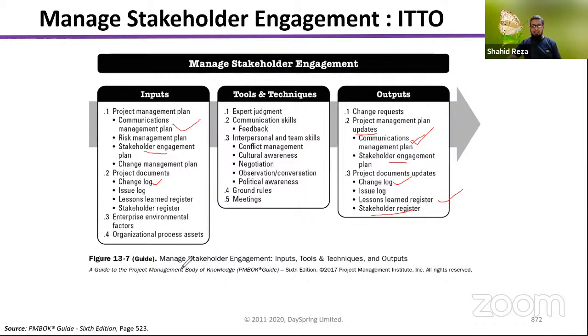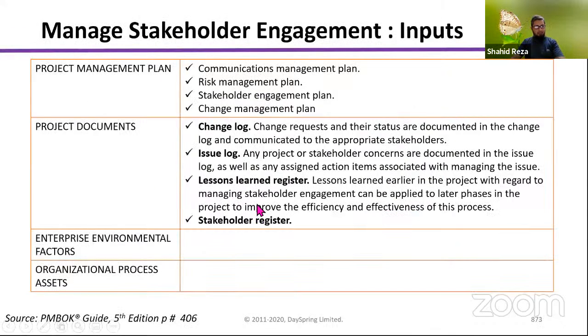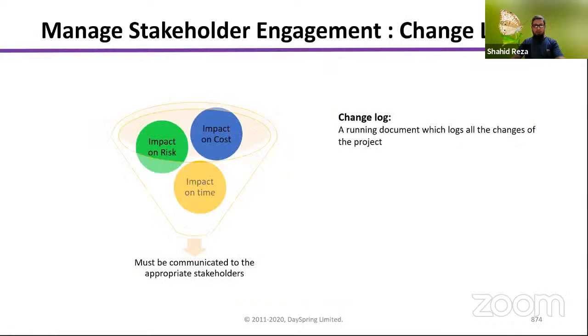So this is the thing. The stakeholder register we had taken as input before. Now here it is an output, updated. That means if there is any stakeholder involved, or you have found new stakeholders, then you have to include that stakeholder here. So this is it. Now see the detail. I think I have explained everything. In this slide, you will see in detail what I have already talked about.